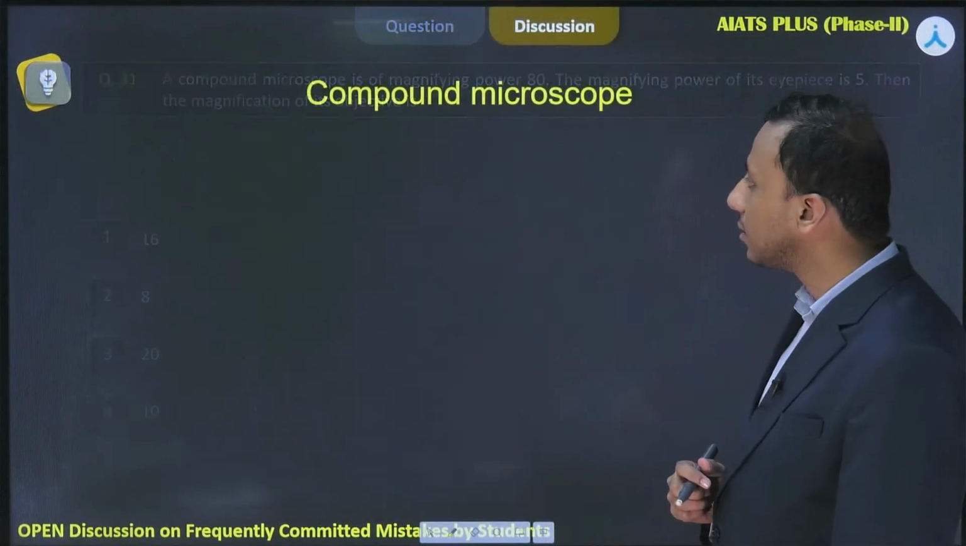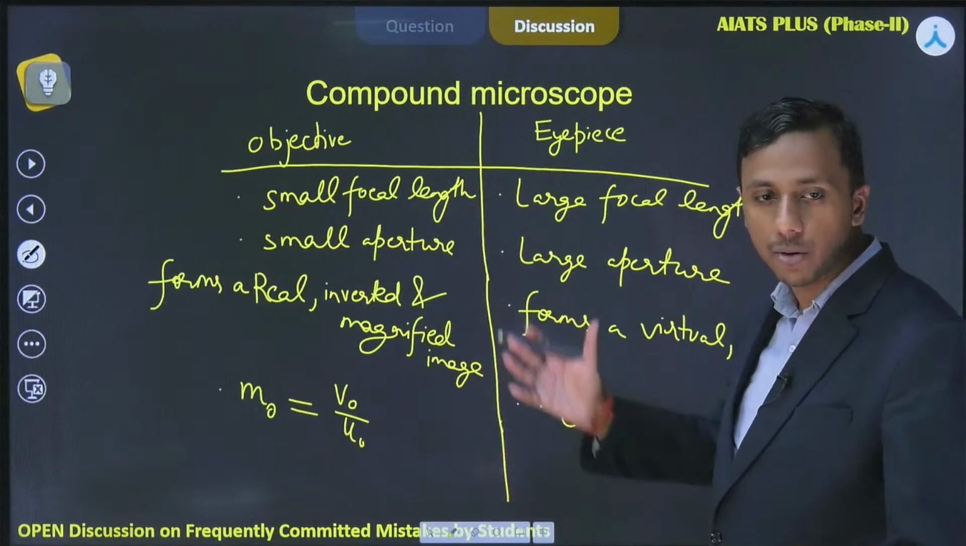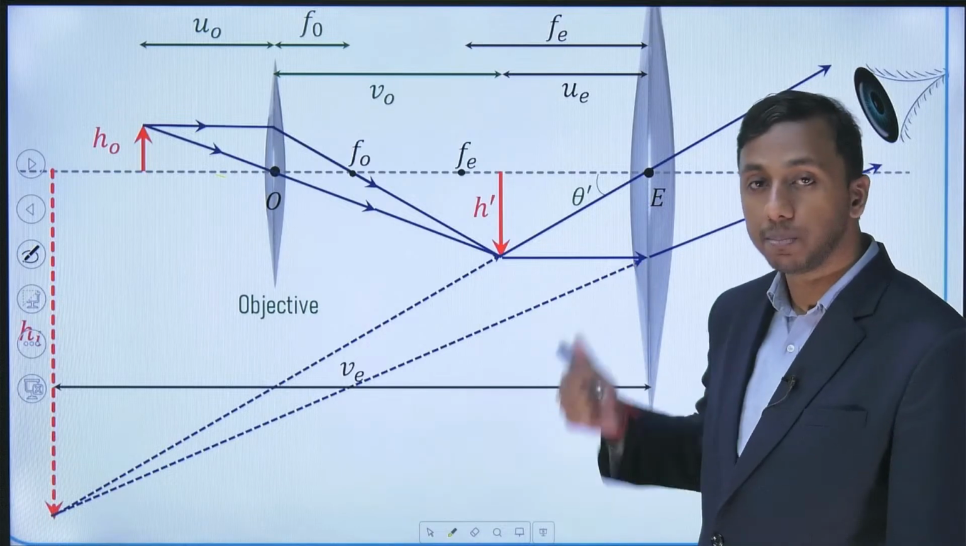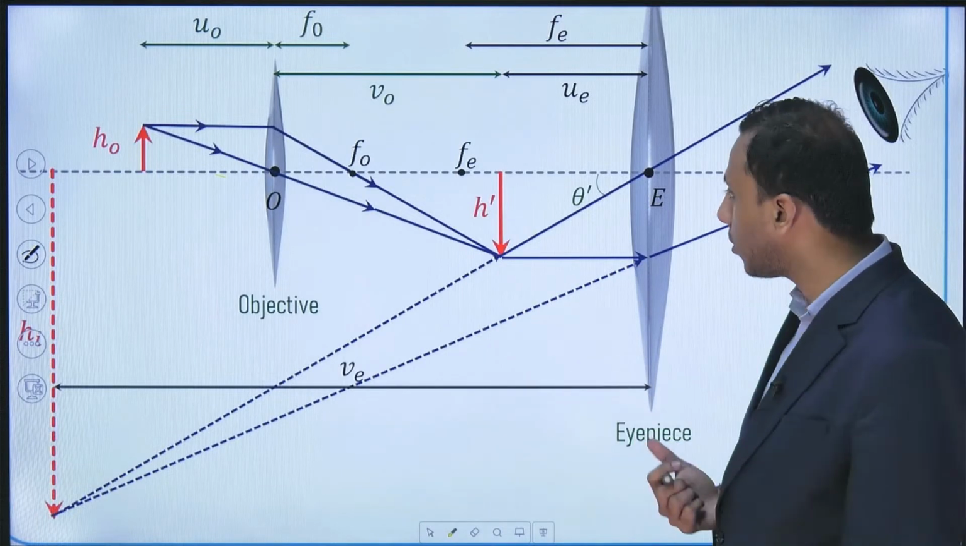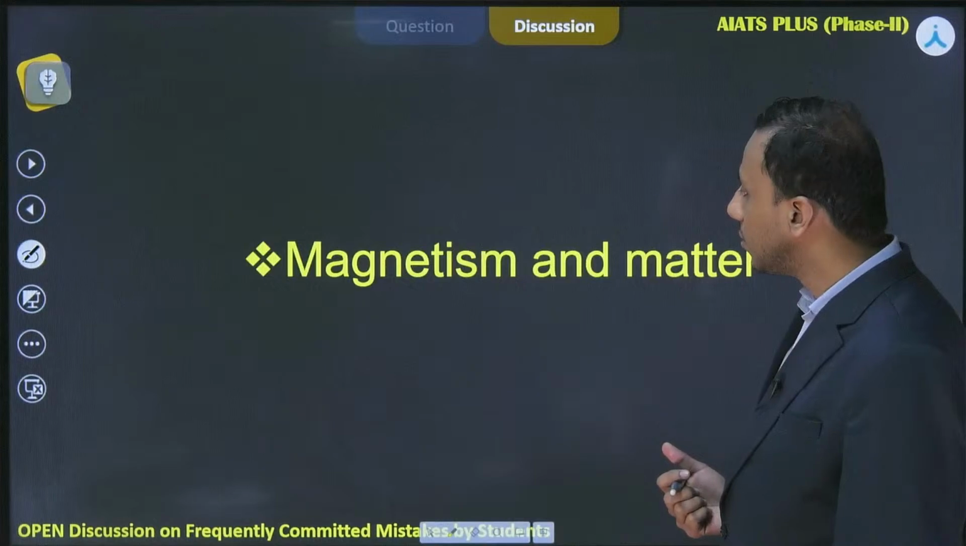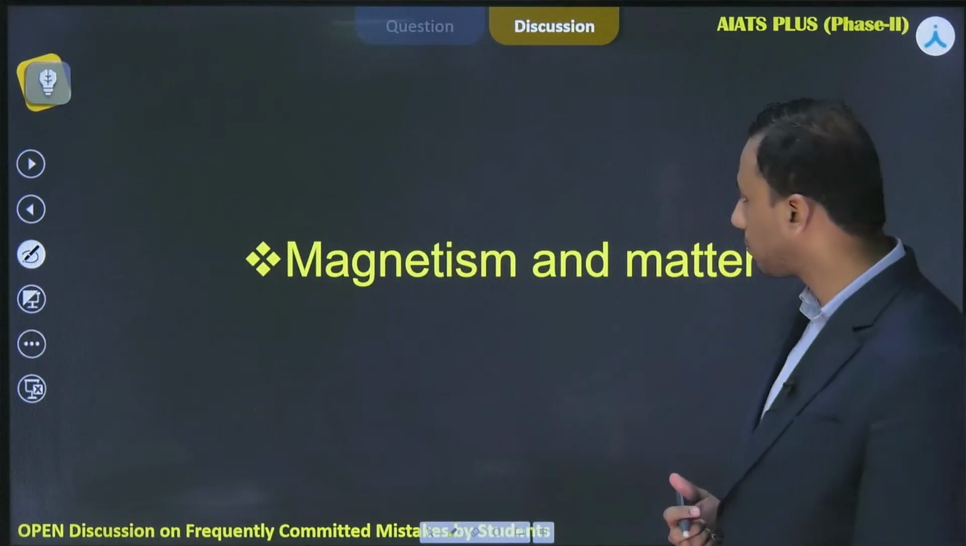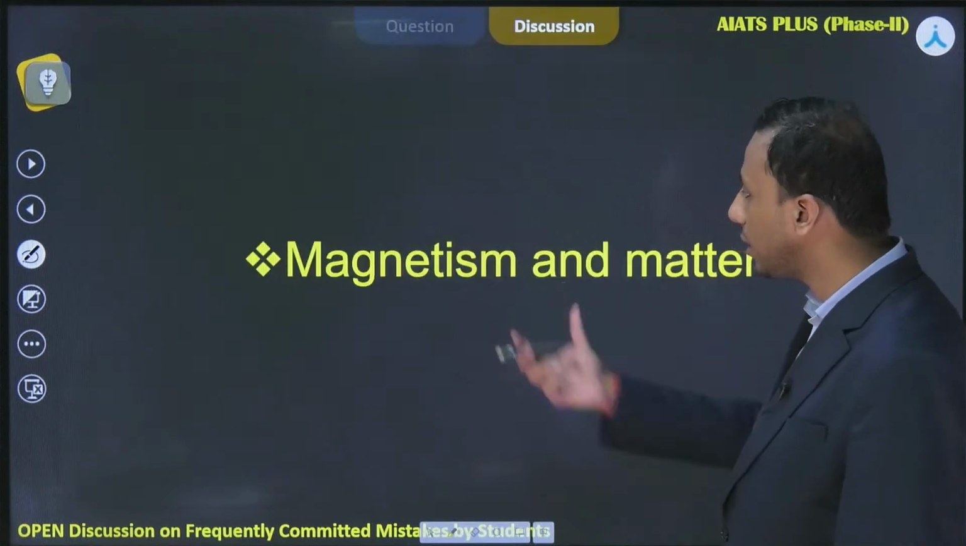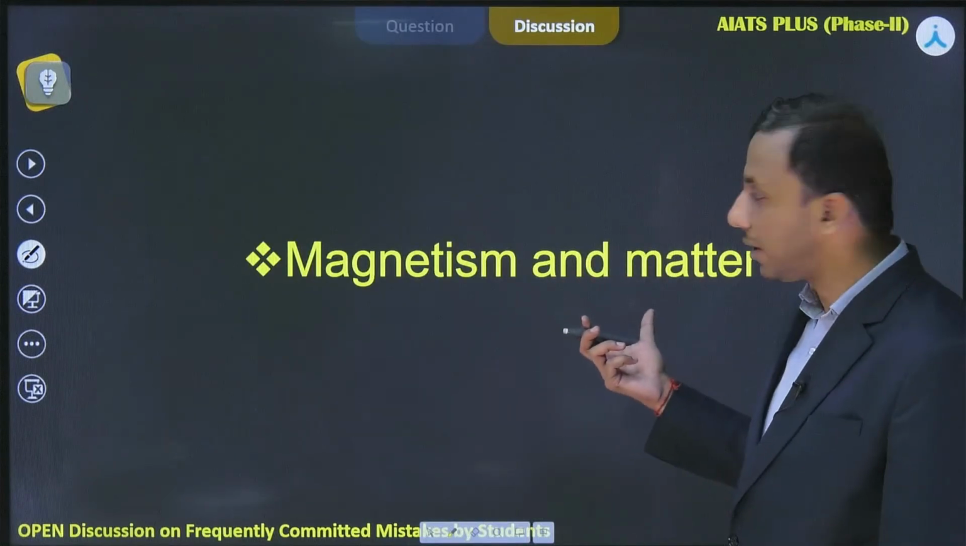Very well. So I hope you found this discussion on the compound microscope interesting, right? Please practice these diagrams on pen and paper, right? Please practice them. Very well. Now we are moving to the next topic of 12th class, right? Magnetism and matter.